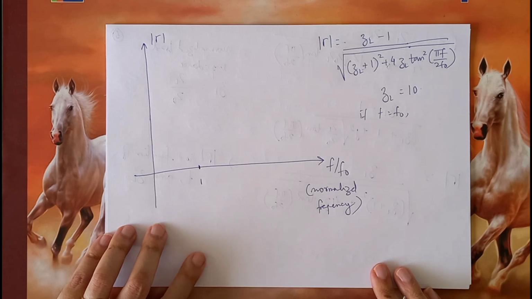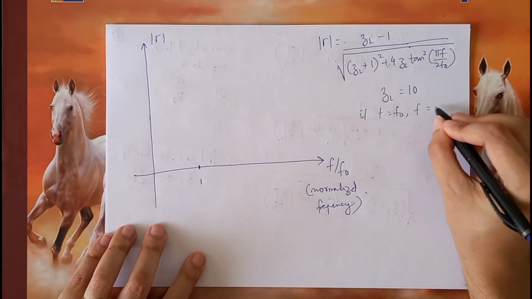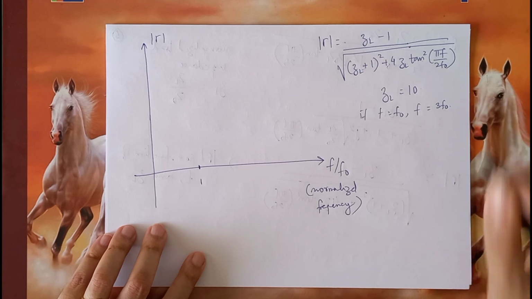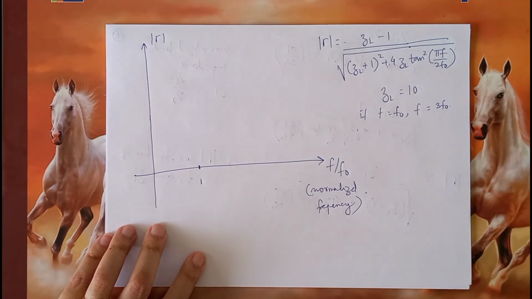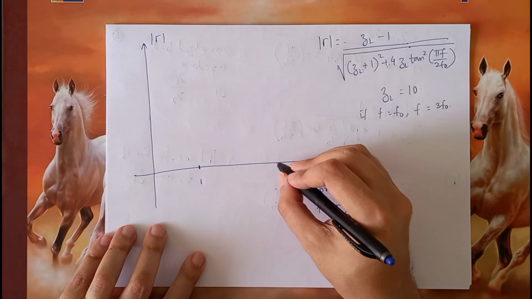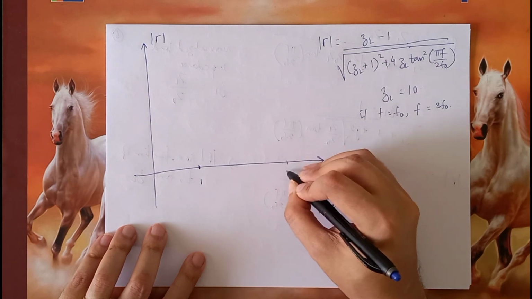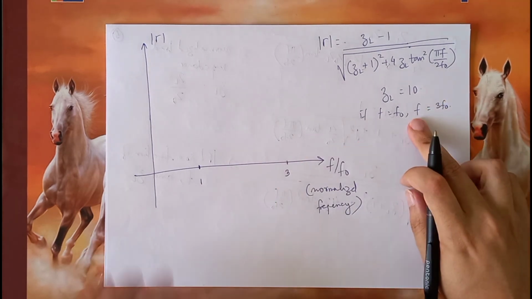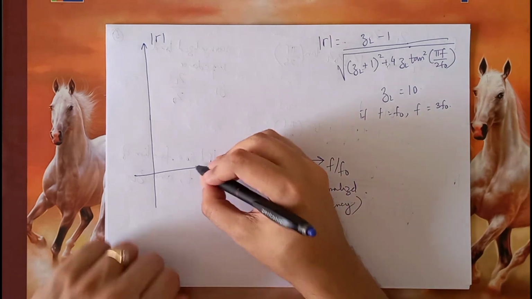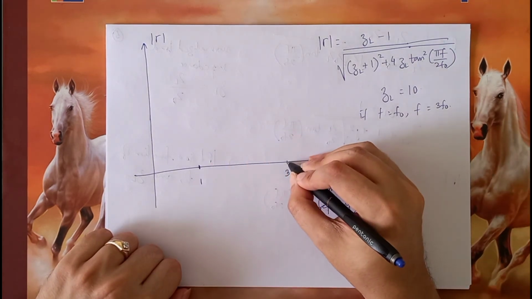Any other point? Yes. If f equals 3f0, then this will be tan of 3 pi by 2. So that is like every odd multiple of pi by 2. Even here, the mod gamma will be 0. So here it will be 0, here it will be 0.